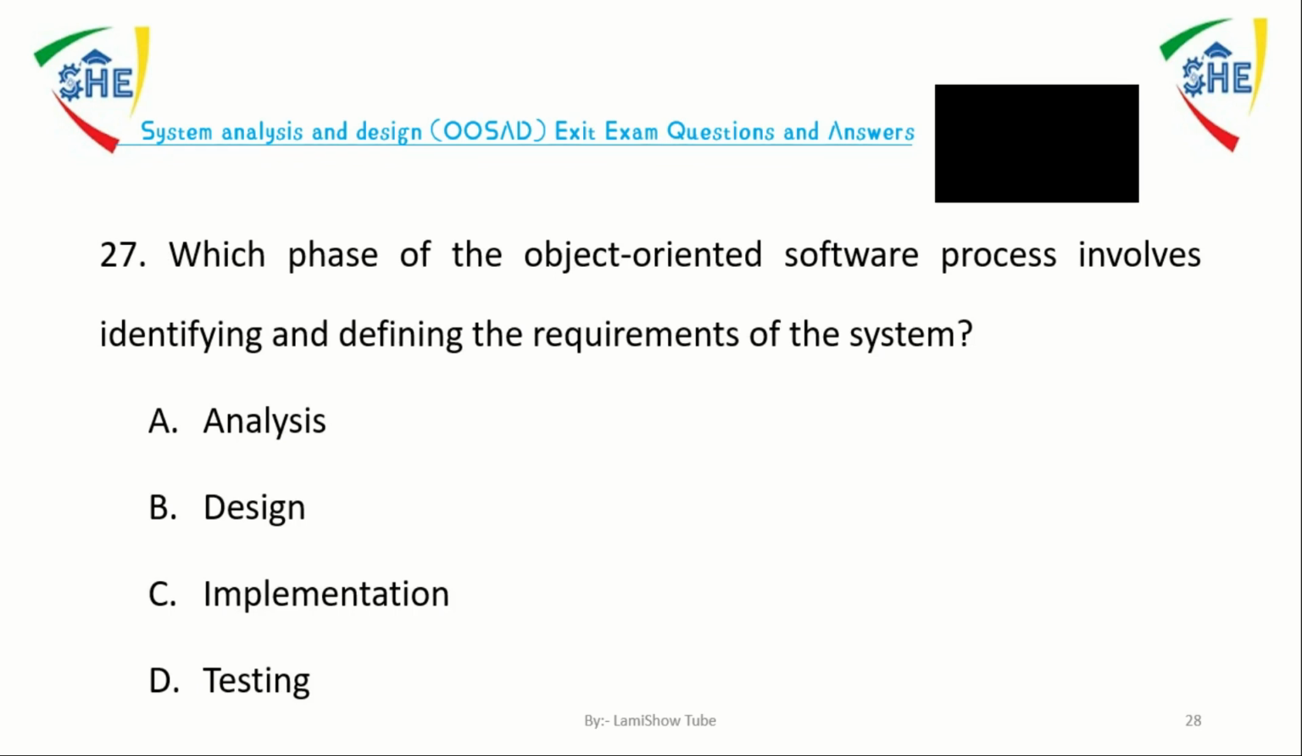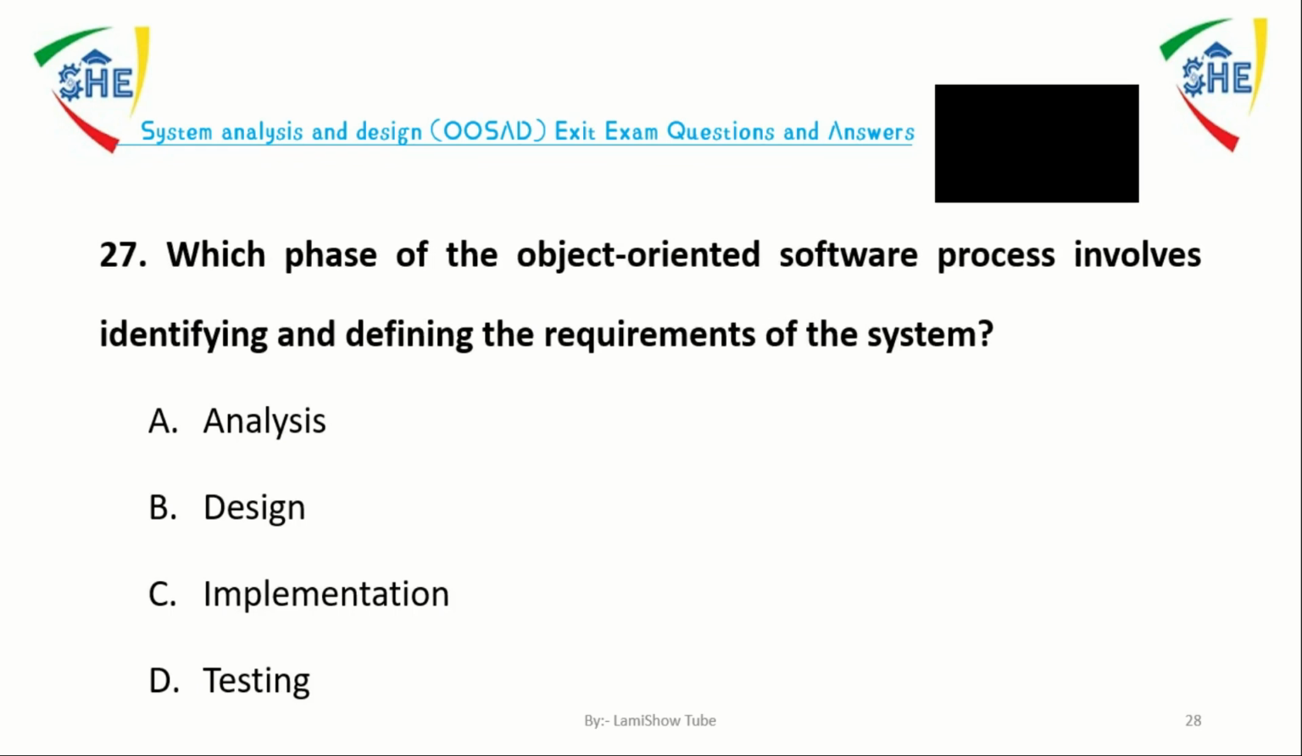Question number 27. Which phase of object-oriented software process involves identifying and defining requirement of the system? A. Analysis. B. Design. C. Implementation. D. Testing.